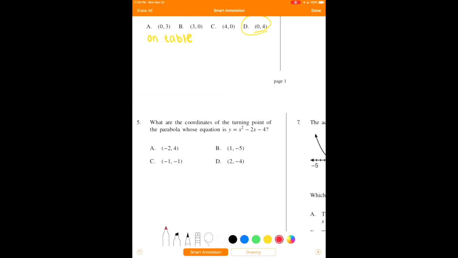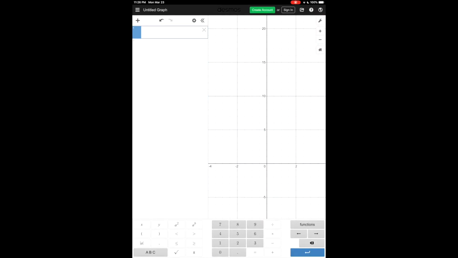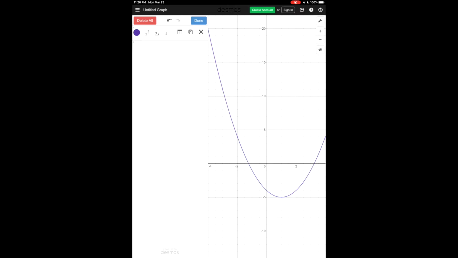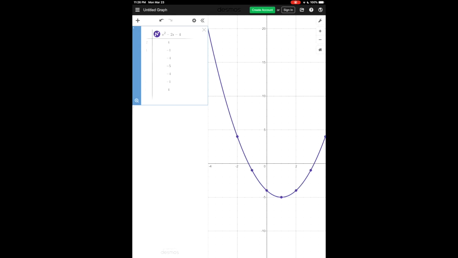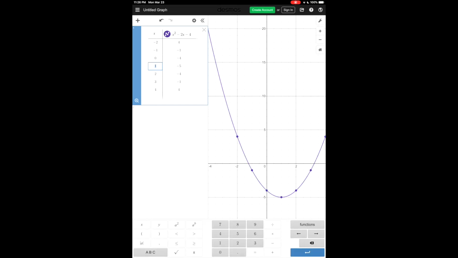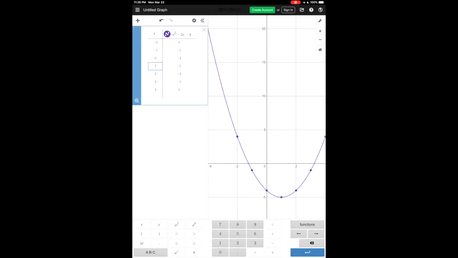For number 5, what are the coordinates of the turning point of the parabola x squared minus 2x minus 4? I'm going to do this one the same way. X squared minus 2x minus 4. And I'm going to use my graph. If you want, you can use your table. And I see on my table, everything is centered around 1, negative 5. My negative 4s match up, my negative 1s match up, and my positive 4s match up. So that 1, negative 5 is going to be my turning point.